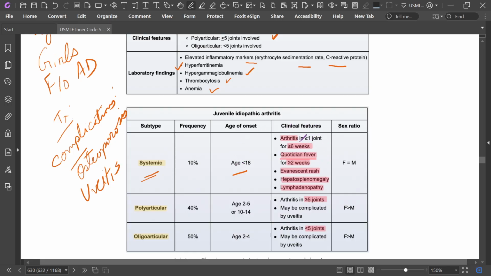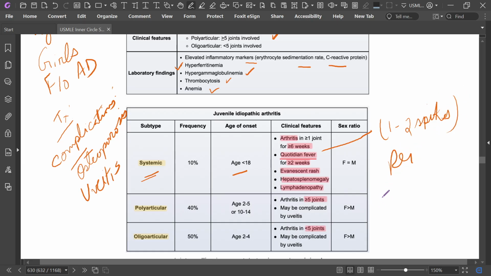What are the clinical features? Arthritis in one or more joints for more than 6 weeks. There is quotidian fever for more than 2 weeks. What is quotidian fever? Quotidian fever is 1 to 2 spikes per day.